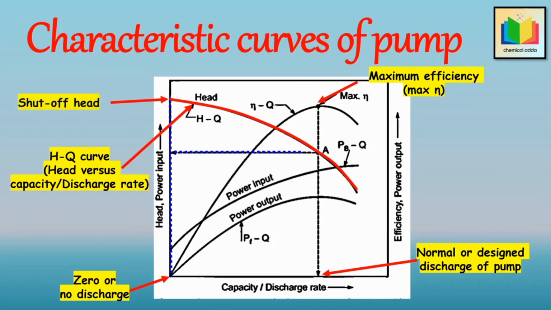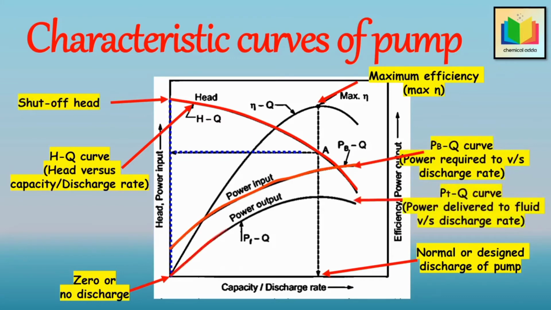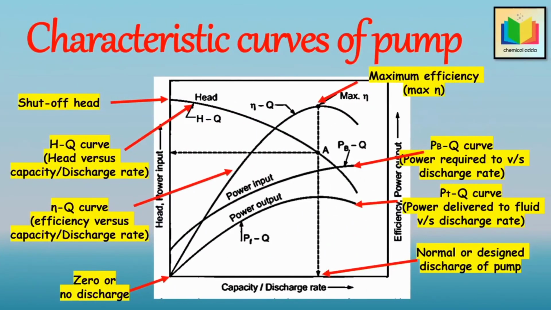Then the PB versus Q curve gives us an idea regarding the size of motor, that is power required to operate the pump at the required conditions, and whether or not the motor will be overloaded under any other operating conditions. And the PTQ curve gives us an idea regarding power delivered to the pump versus discharge rate. The difference between power input and power delivered to the fluid represents the power loss in the pump. This has happened due to fluid friction and shock losses, leakage, disc friction, and bearing losses.